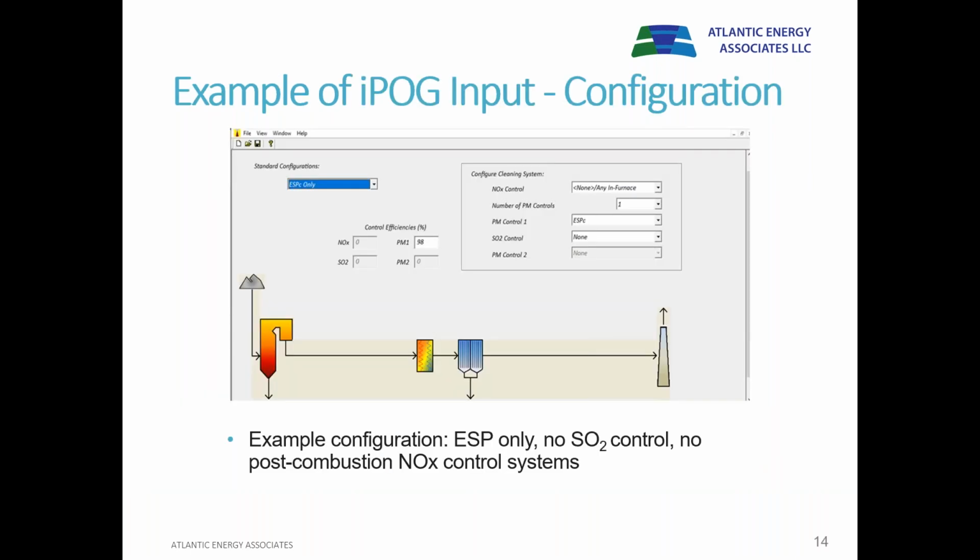So let me show you an example of how screens look in iPOG. This is the initial screen when the user decides about the configuration of air pollution control. This tab here opens possibilities. I've selected ESP only, and you can see there is ESP and nothing else between the ESP and the stack. No post-combustion, no SO2.